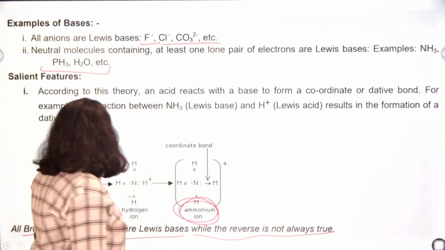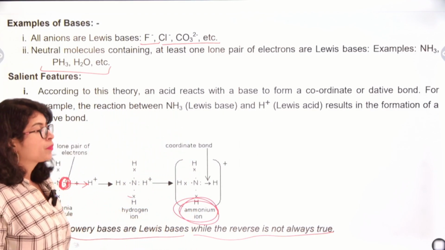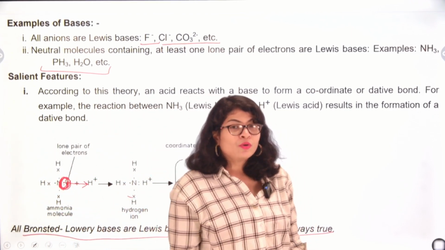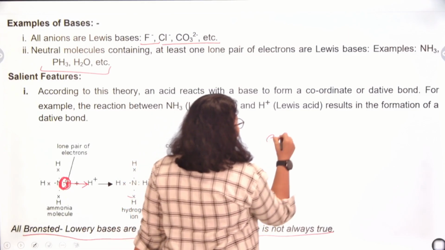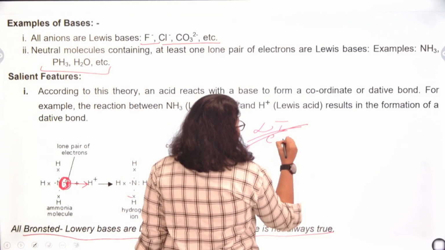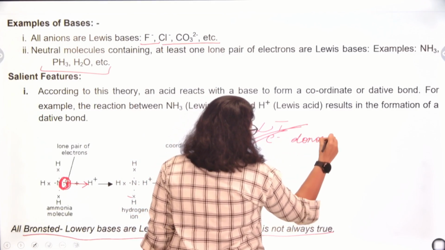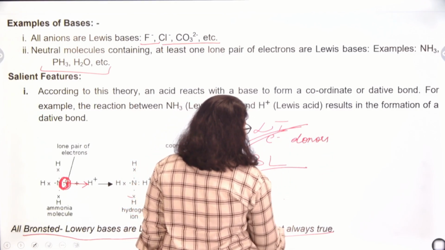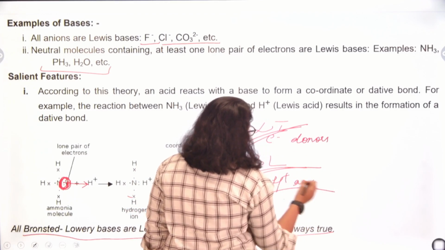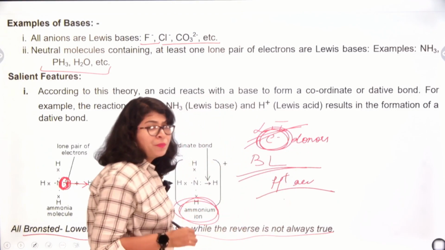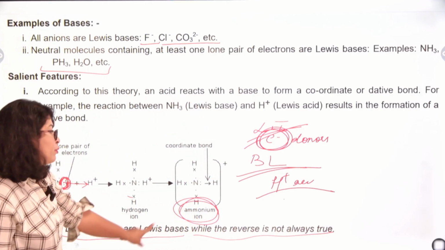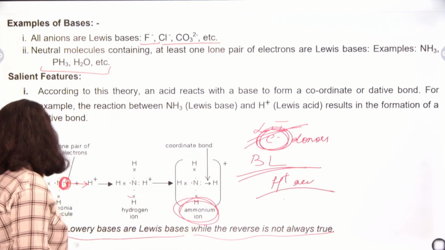Now what does that mean? According to Bronsted-Lowry theory, what were bases? Bases were H plus acceptors. According to Lewis theory, bases are electron donors. And according to Bronsted-Lowry theory, bases are H plus acceptors. So the one having a lone pair of electrons or negative charge will be able to accept the H plus. Therefore, all Bronsted-Lowry bases are Lewis bases, but the reverse is not true.